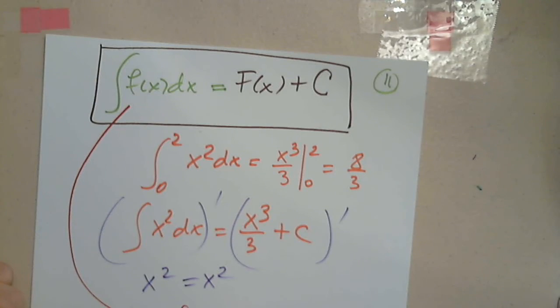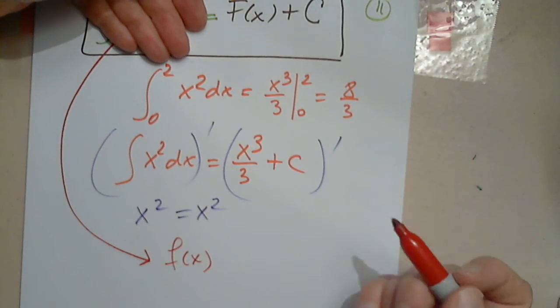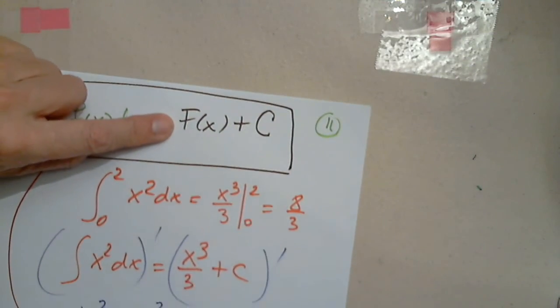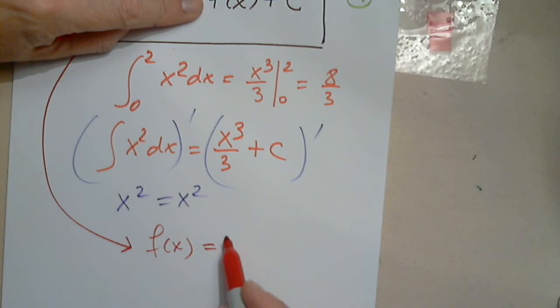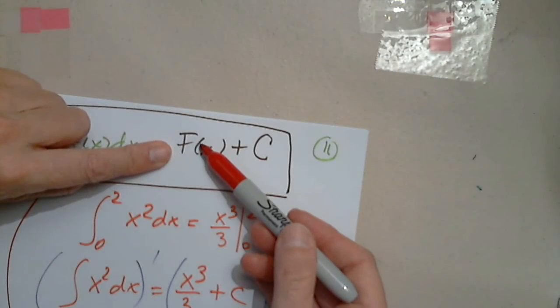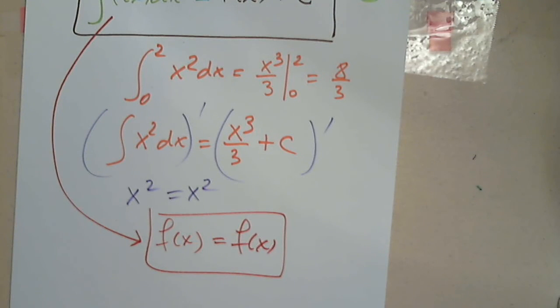Just f of x. When I differentiate the right-hand side, what do I get? f prime of x. Lowercase f of x. Yeah. So differentiating both sides, I can always check the definite integral.